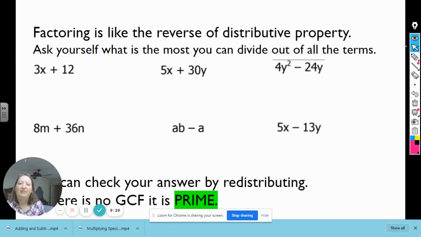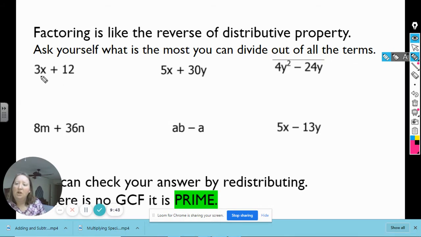Okay, so factoring is the reverse of the distributive property. Ask yourself, what is the most that you could divide out of all the terms? Like all of them. This guy doesn't even have an x, so I know I can't take out the x. But this term and this term, what could we divide out of 3 and 12? Think about what are the factors of 3 and what are the factors of 12? Well, the factors of 3 are 1 and 3. That's it. Is 3 a factor of 12? Yes, remember 3 times 4, right?